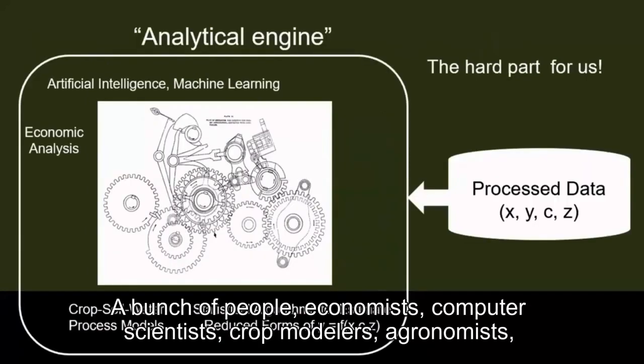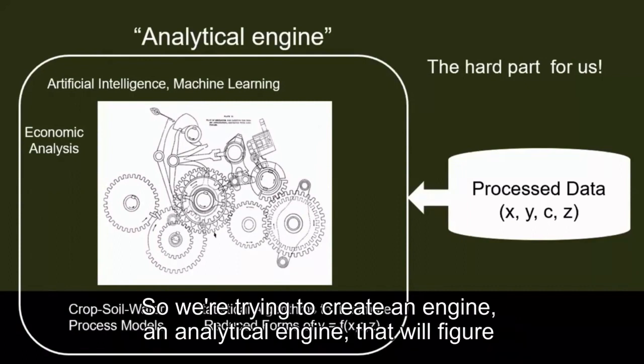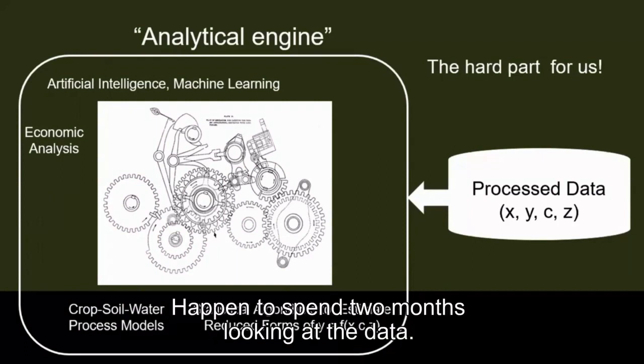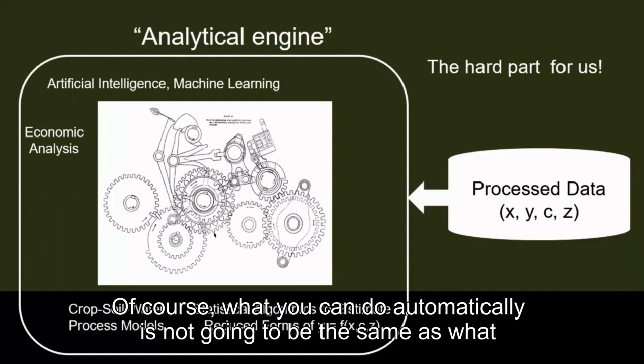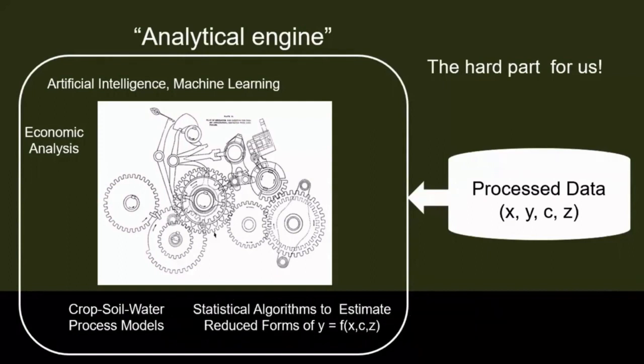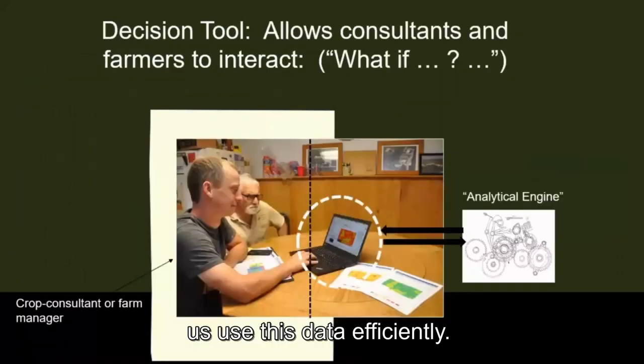And then a bunch of people, the economists, computer scientists, crop modelers, agronomists, are trying to figure out, okay, once we get this data, how do we analyze it? So we're trying to create an analytical engine that will figure stuff out without somebody with a PhD having to spend 2 months looking at the data. Now, of course, what you can do automatically is not going to be the same as what an individual could do in 2 months. But we don't have to be perfect. We just have to be better. So we're trying to create an analytical engine that will help us use this data efficiently.